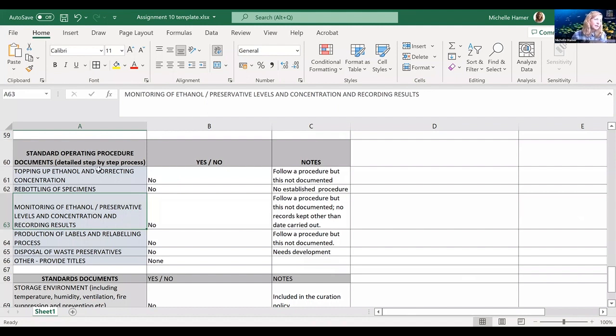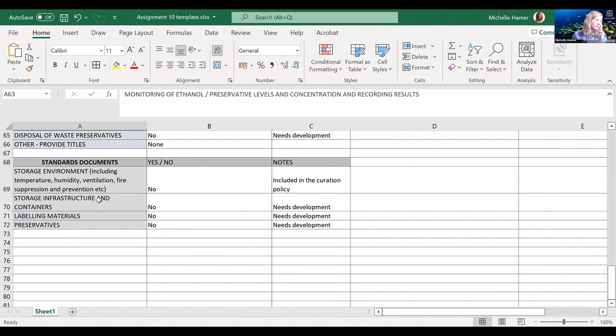And then your standards document, there should be one for the environment, one for the infrastructure and containers, one for labeling material, and for preservatives. So remember with the ethanol, we said there were different grades of ethanol and not all of them were appropriate. So you need to set the standard for that preservative. What grade must it be? And that's it. So all you have to do is complete that template.